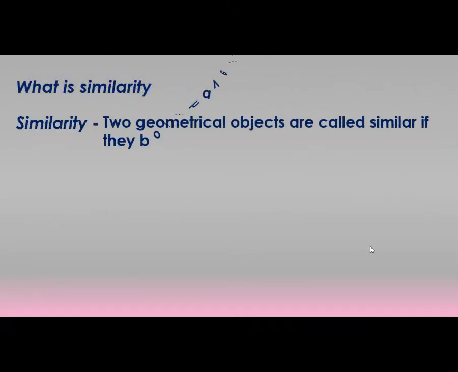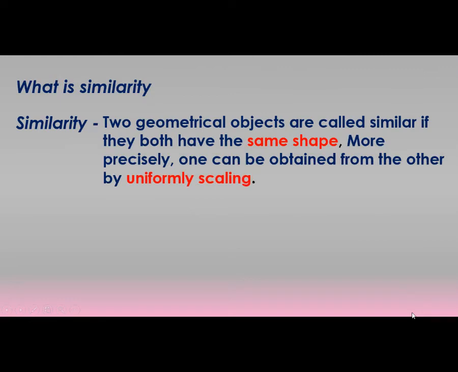What is similarity? Already we discussed in the previous class that two geometrical objects are called similar if they both have the same shape. More precisely, one can be obtained from the other by uniform scaling. We discussed a couple of examples like the model of an aeroplane, BMW or Audi car models in a toy store. You might have seen all these.